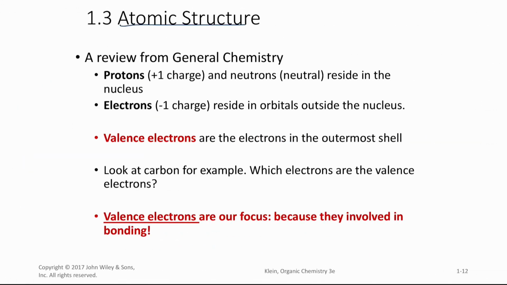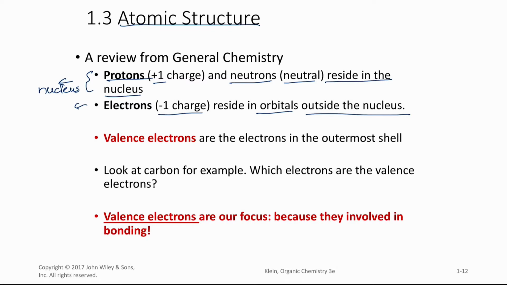Next, let's discuss the atomic structure. In general chemistry, we talked about the main structures inside an atom. One is the proton, which has a positive charge, +1, and the neutron, which is neutral, and these generally reside inside the nucleus. So the first part completely resides only in the nucleus. Everything outside is just electrons. The electrons have a negative charge and they reside in the orbitals outside the nucleus.